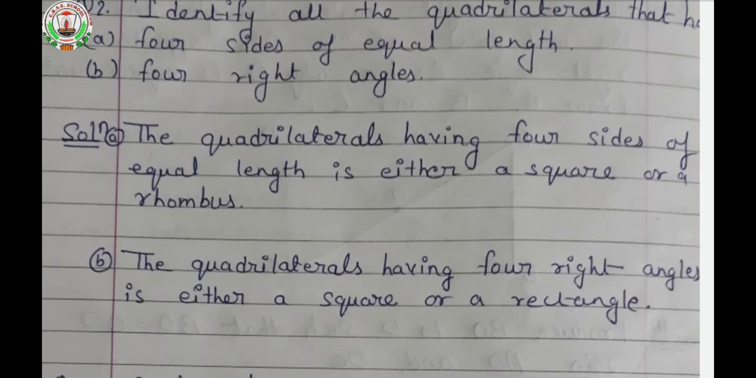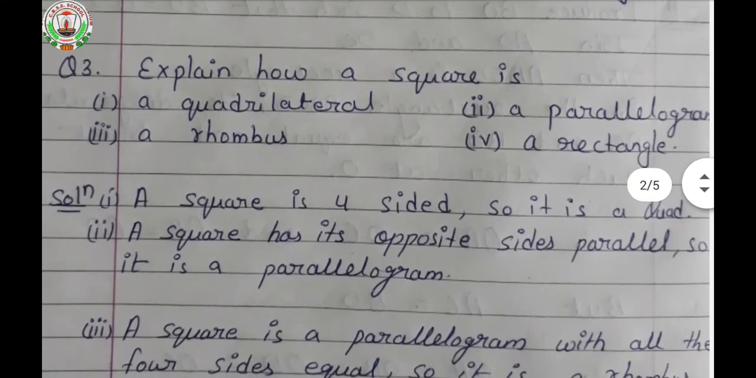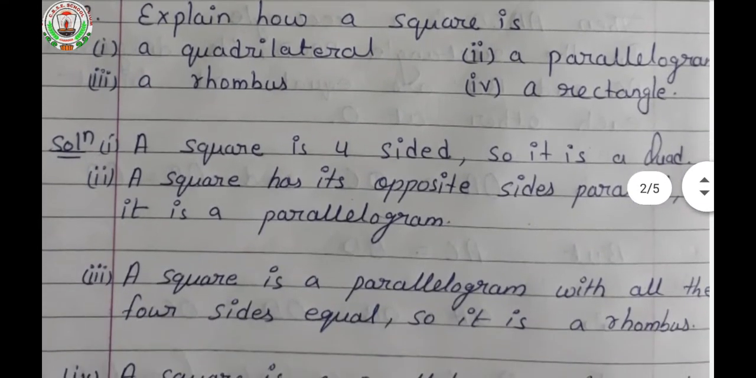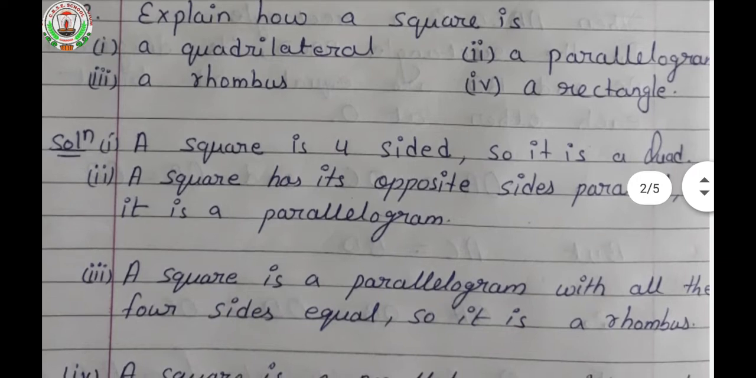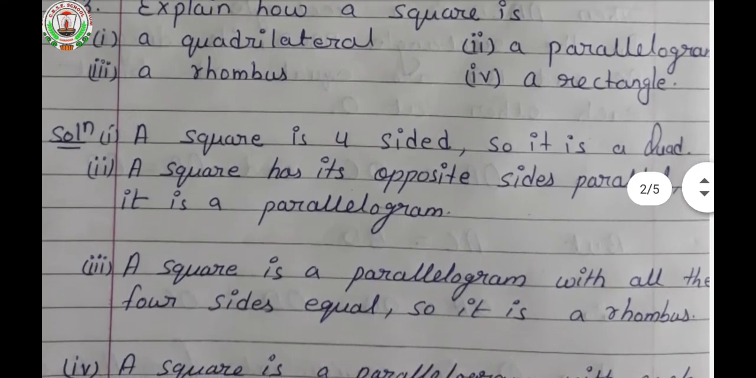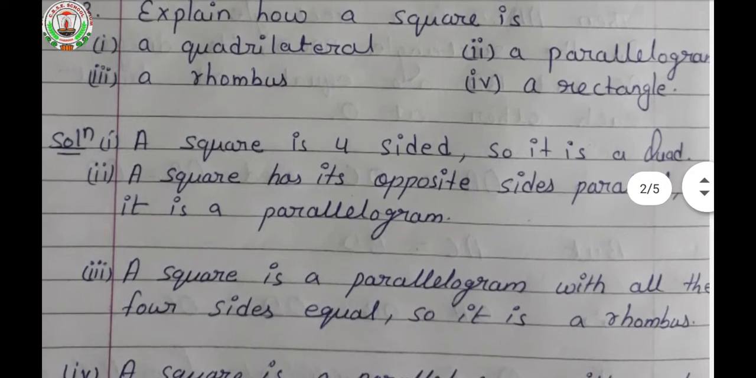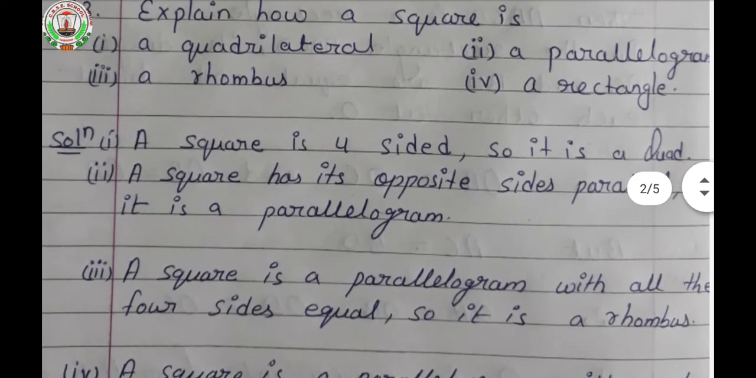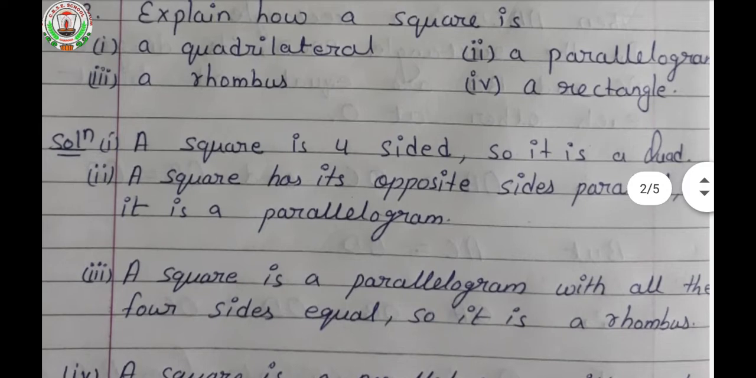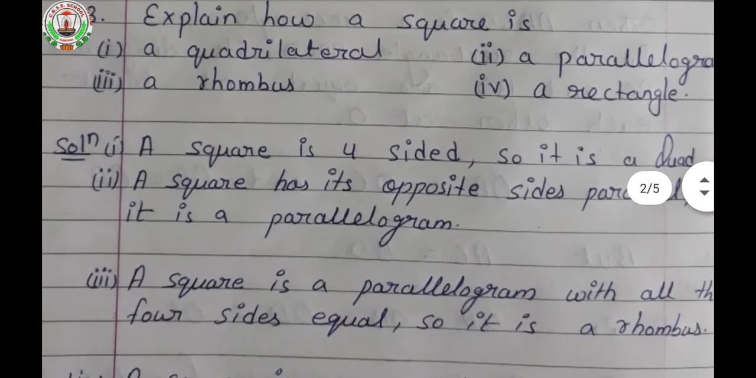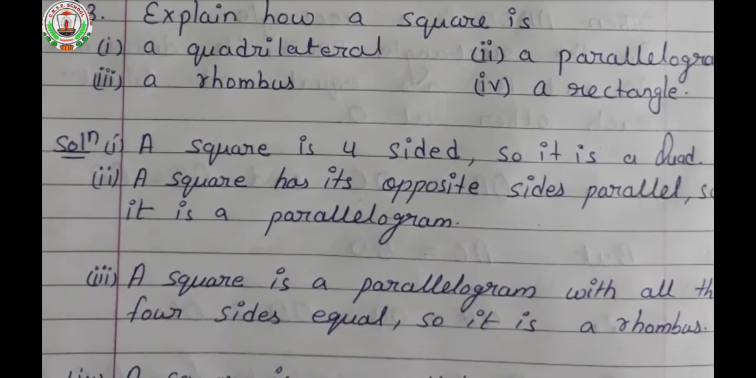Now question number 3. What does question number 3 say? Here is the question. Explain how a square is a quadrilateral, a parallelogram, a rhombus and a rectangle. So you have to explain, you have to give the reason for that. Here is the first: a square is a quadrilateral. A square is four sided, so it is a quadrilateral. I had written the spelling of quadrilateral in a short way, you have to write the full spelling.